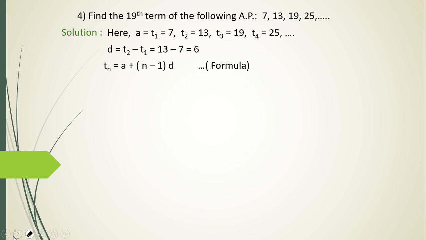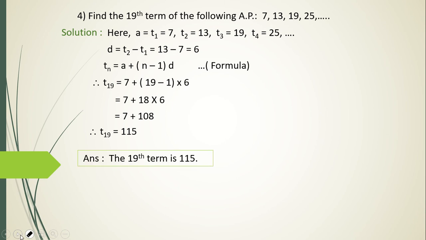So substitute whatever values we know in the formula. T of 19 is equal to 7 plus 19 minus 1 D. D is 6. Okay, 19 minus 1 is 18, so that is 7 plus 18 into 6. So that's 7 plus 108. So T of 19 is 115. Therefore the 19th term of the AP is 115.